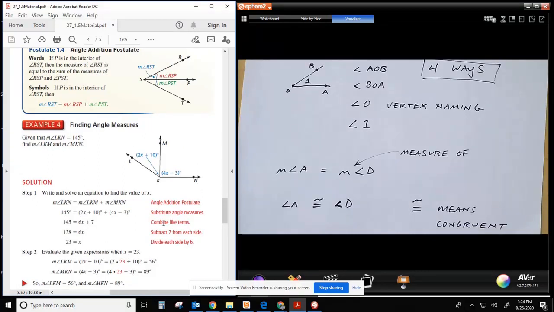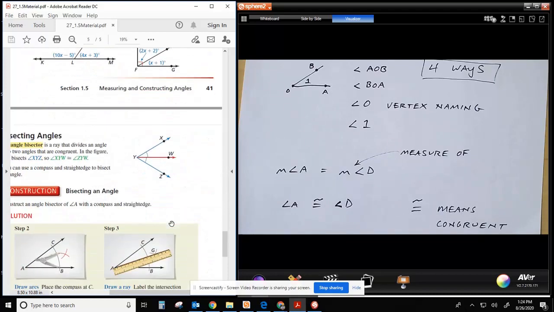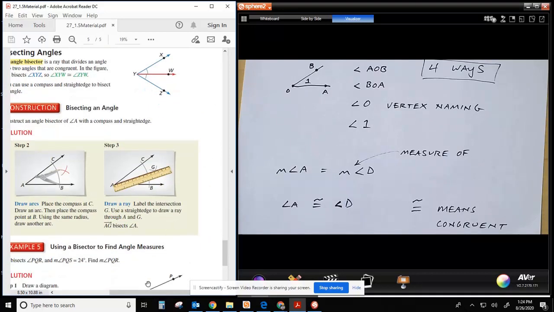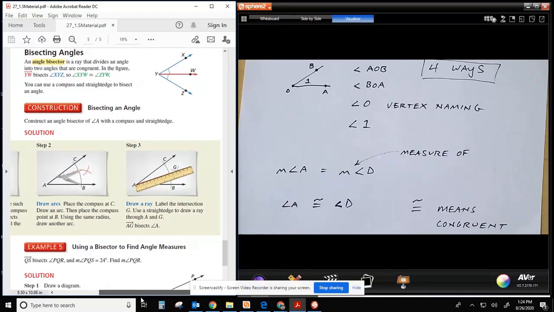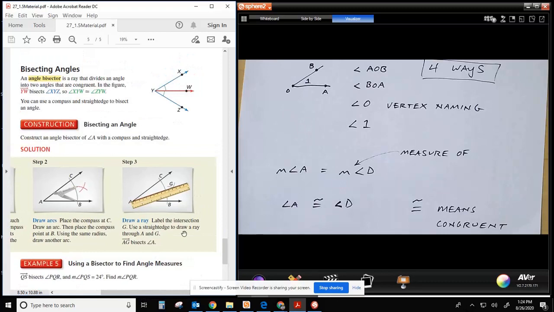I want to mention one more topic from the bottom of page 42. So I would scroll in my case, and this is bisecting angles. To bisect something means to cut it in half. And here they say that an angle bisector is a ray that divides an angle into two angles that are congruent.